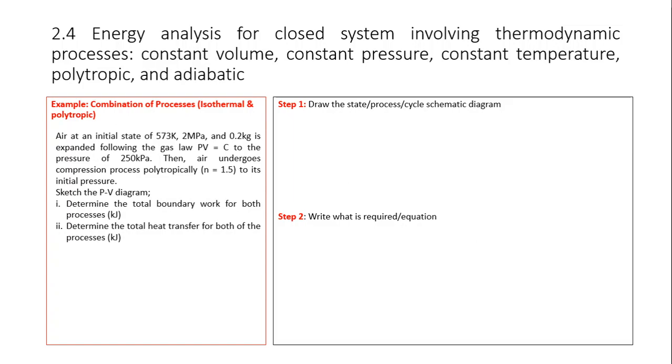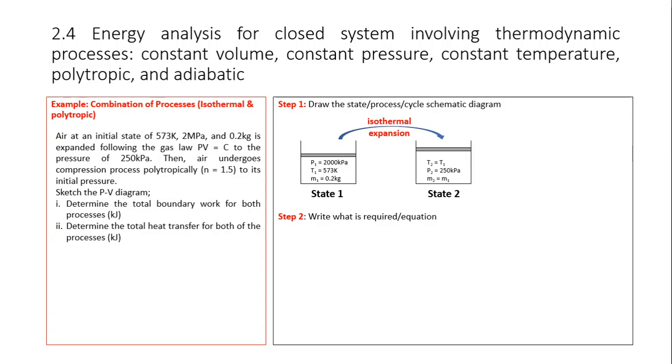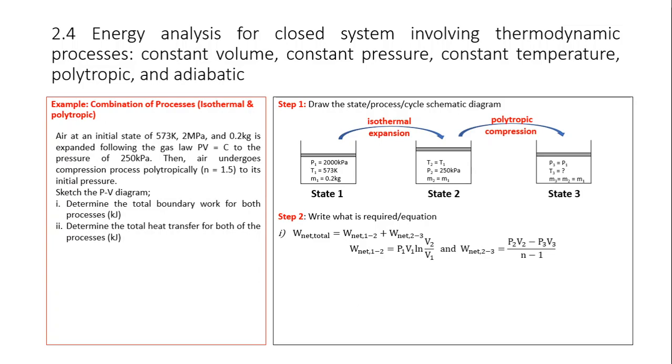As usual, for step 1, please try to draw the schematic diagram. For the first process, state 1 and state 2 is the isothermal process, because now the gas law is PV equals C. When PV equals C, n here is equal to 1. State 2 and state 3 is the second process, the polytropic process, and the polytropic index is given in the question, 1.5.